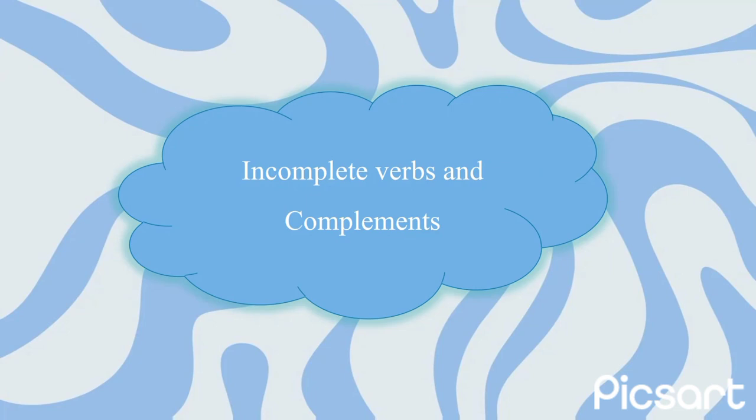Examples: she is a doctor. So the incomplete verb is is and the complement is doctor. Another example, they were happy. The incomplete verb is were, the complement is happy.